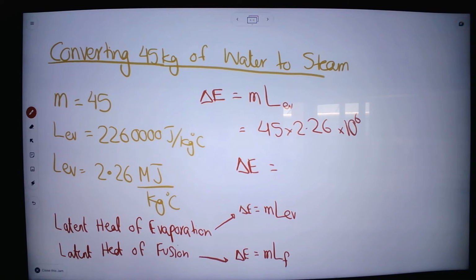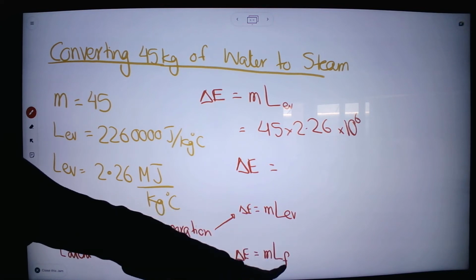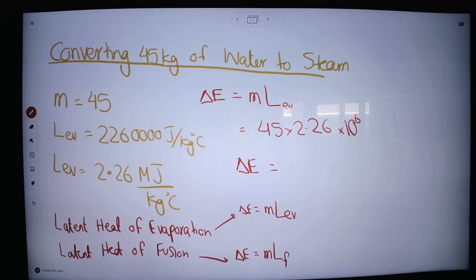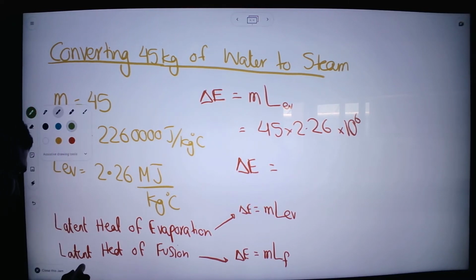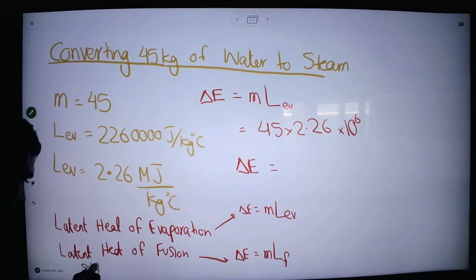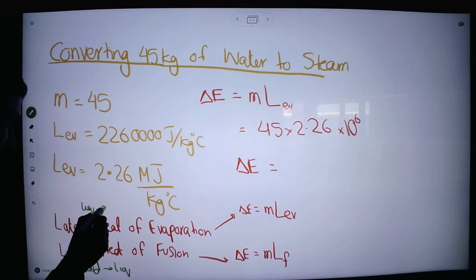So latent heat of evaporation is F, is it? No, evaporation is E. E stands for evaporation, F is fusion. That makes sense. So is fusion going into a solid? Fusion is from solid to liquid, fused together. And evaporation is from liquid to vapors.